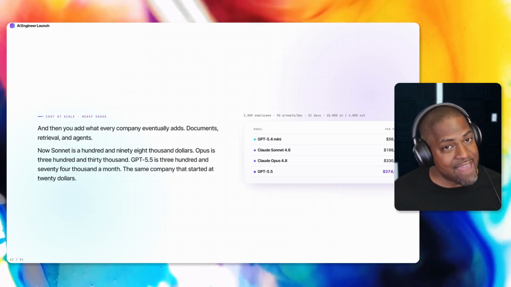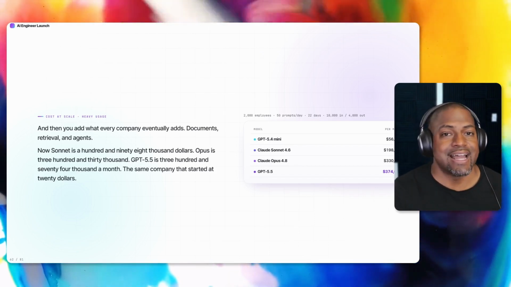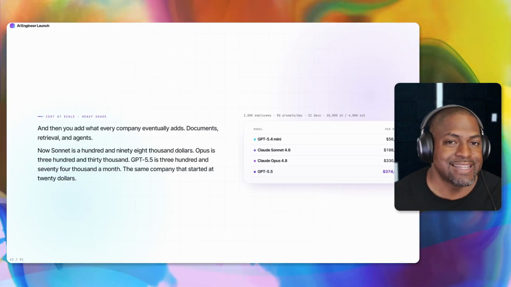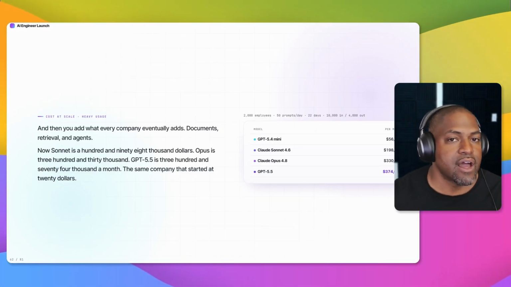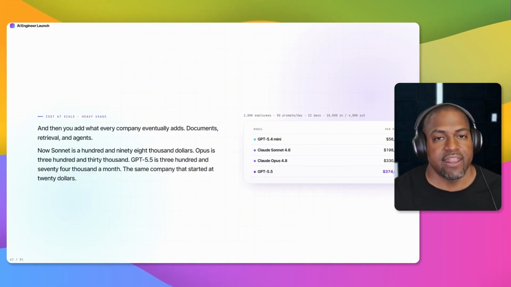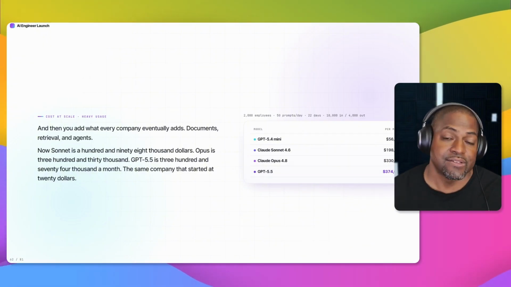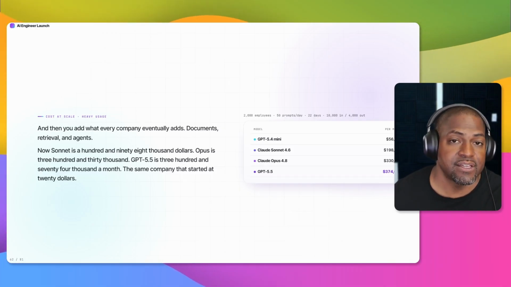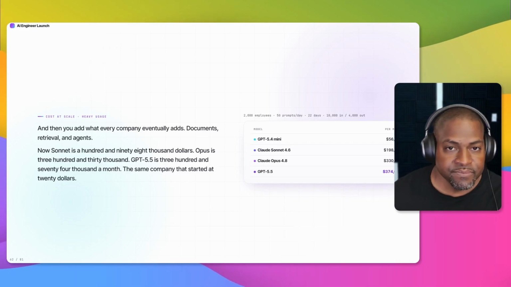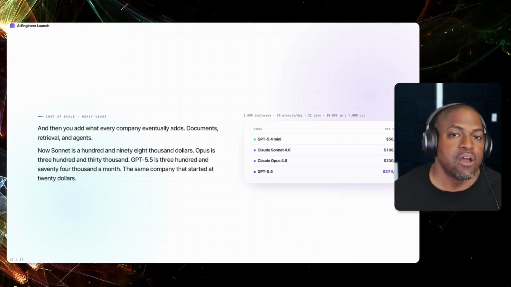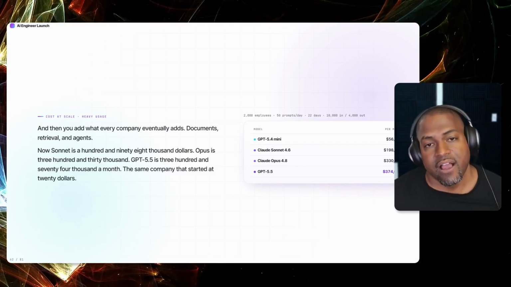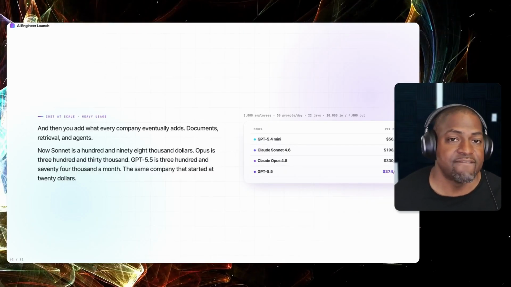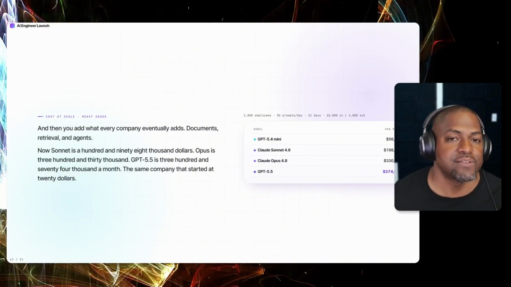So now if we compare more heavy usage here, 2,000 employees times 50 prompts per day times 22 days, that is 10,000 in, 4,000 out. The documents, RAG, agents added, these are the tokens you're using for it. So monthly cost: GPT 5.4 mini, that's $56,100. Claude Sonnet 4.6 is $198,000. Claude Opus 4.8, that's $330,000. And GPT 5.5, that's $374,000.